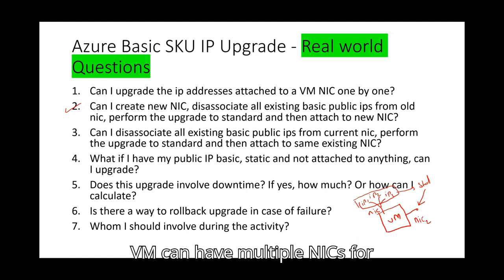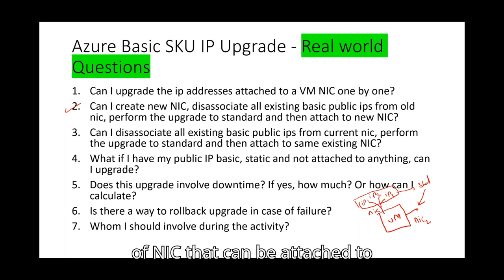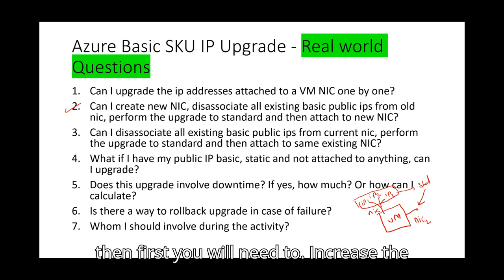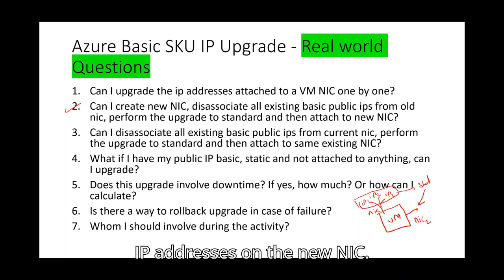A VM can have multiple NICs for sure, especially in the case of network virtual appliances like Palo Alto or F5. You always attach multiple NICs to such virtual machines. However, the number of NICs that can be attached to an Azure VM depends on the size of the VM. So to attach an extra NIC, you might want to check if the current size of the virtual machine supports attaching additional NICs. If not, first you will need to increase the size of the virtual machine, then attach the new NIC and configure the upgraded IP addresses on the new NIC.